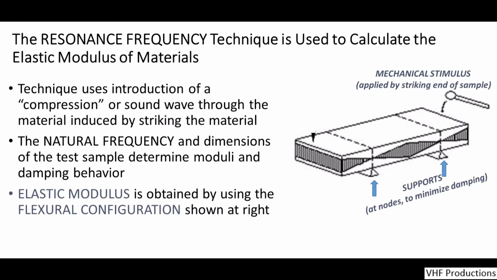The technique uses the introduction of a compression or sound wave produced by striking the material, and then the geometry of the board, location of the supports, and its modulus will determine the vibrational frequency. By measuring the vibrational frequency, we can calculate the elastic modulus using the material geometry and other factors provided.